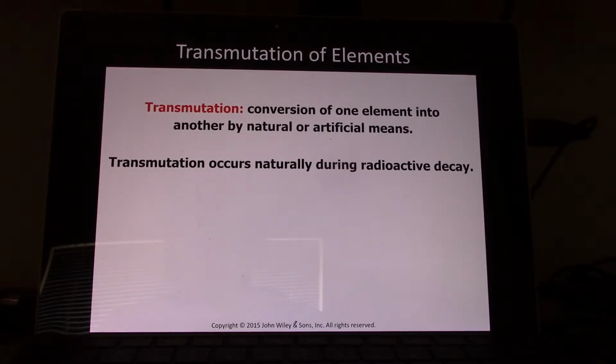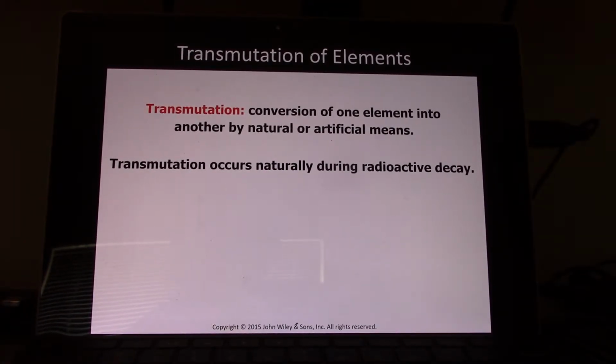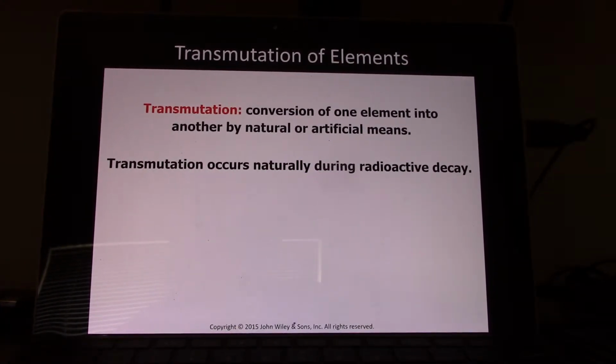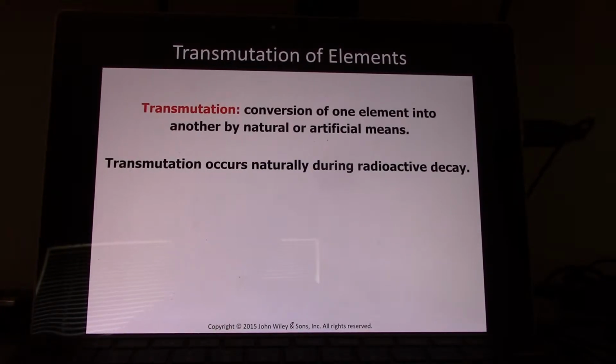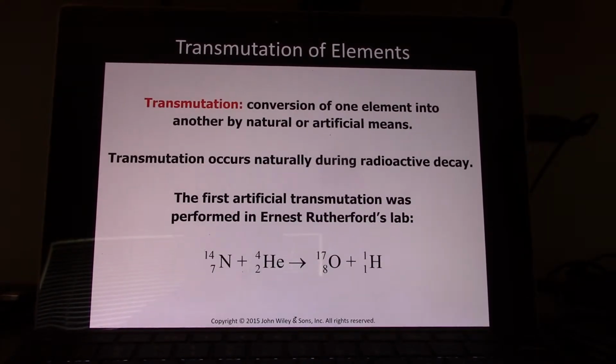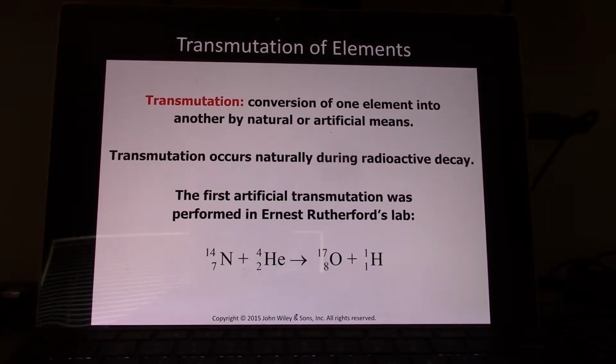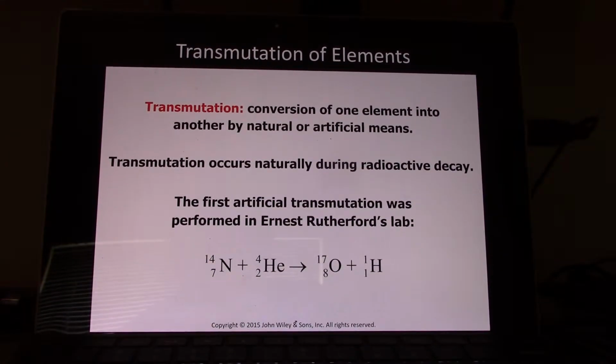We do purposely produce elements. Technetium is not found on Earth. It is produced in a bombarder for medical isotopes. So transmutation can occur naturally through radioactive decay, or it can be man-made. For example, certain reactors produce plutonium. So there are definitely elements on Earth that are made on purpose by people that would not exist normally.